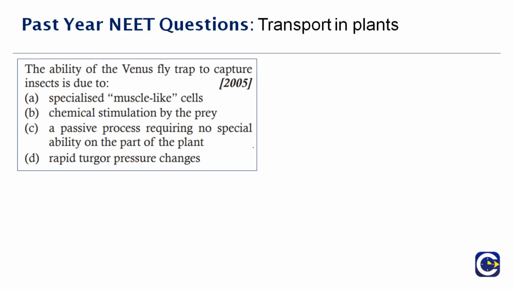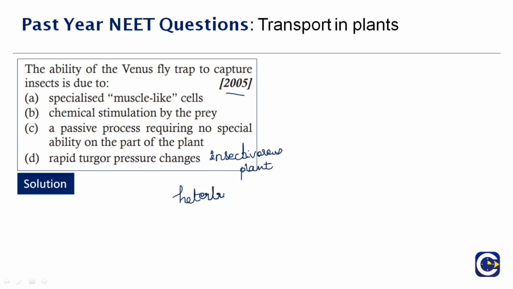Okay, next question here. This question was asked in the year 2005. The ability of the Venus flytrap to capture insects is due to dash. Again, this is an easy question. You all know what a Venus flytrap is. It is called an insectivorous plant. Right? It is called an insectivorous plant. This plant, if you see, it is heterotrophic. It is dependent on another host or a source for its energy, for its food, everything. And these plants feed on insects. They are their major food.